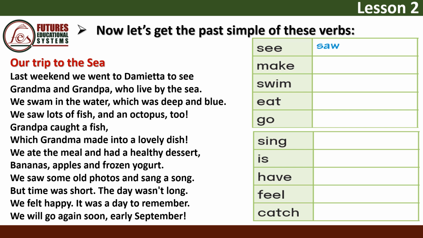You remember in the past simple we have regular and irregular verbs. For the regular verbs we add d, ed, or ied to the end of the verb. But the irregular verbs, we study them as they are. We change the verb completely. So let's check together what the past simple of these verbs are. The first one is see. Okay, this is it. We saw. Saw is the past simple of see.